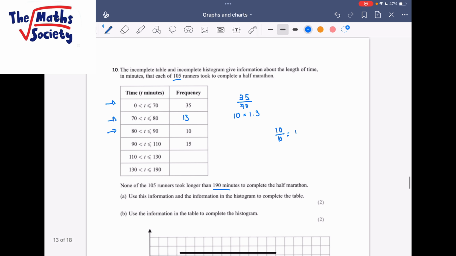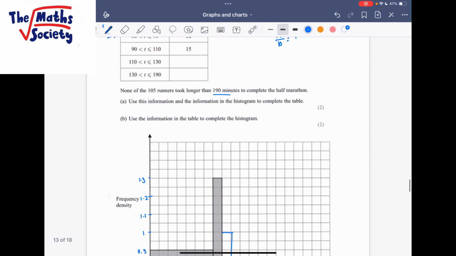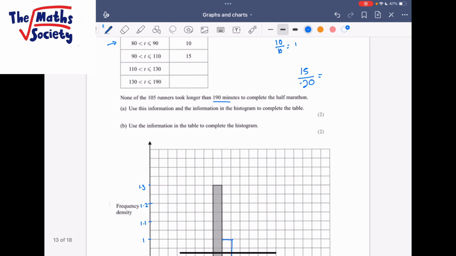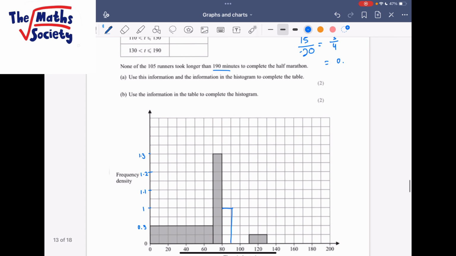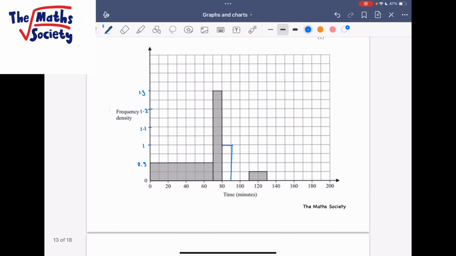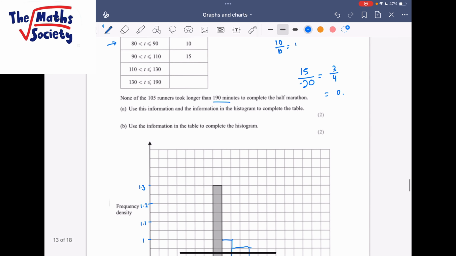And then say 90 to 110 was 15. So that's 15 divided by 20. So 110, 20, yep. So that should be around 0.75-ish. Should be around here, in the middle of 0.5 and 1. So that should be around here.